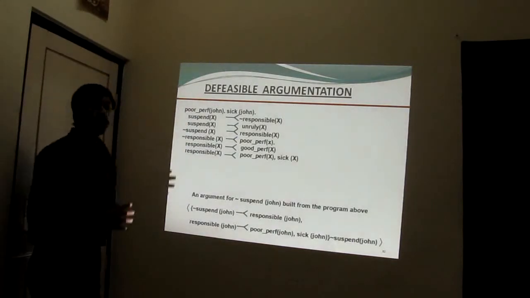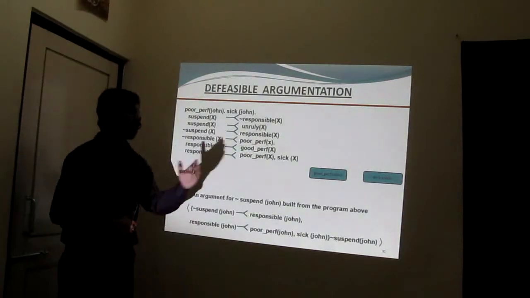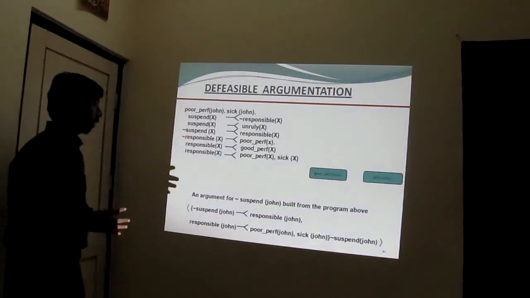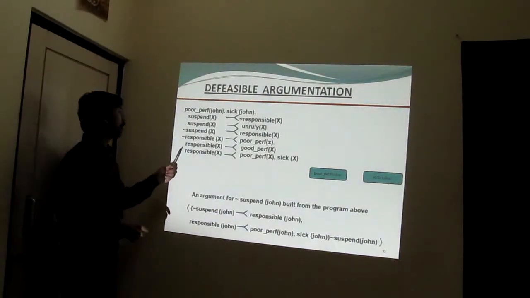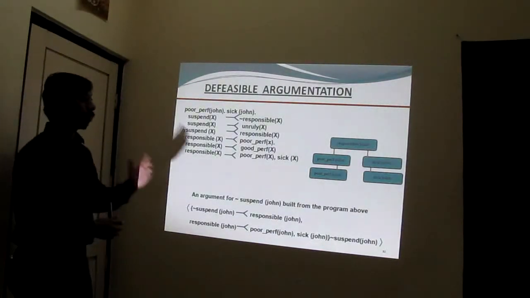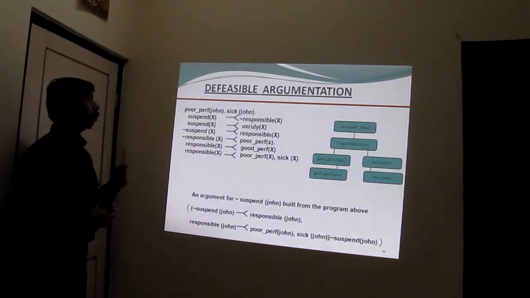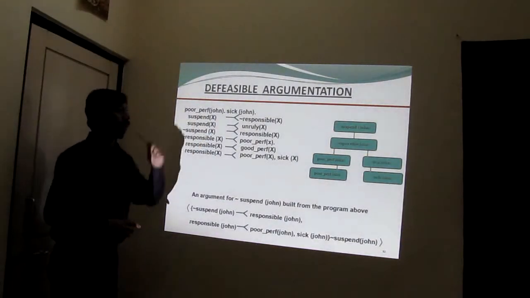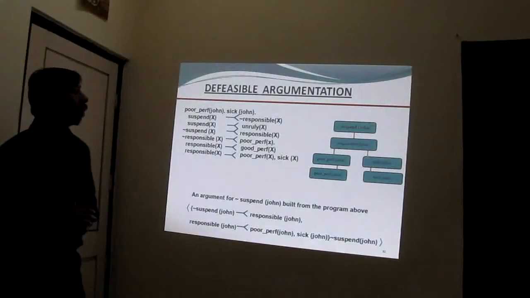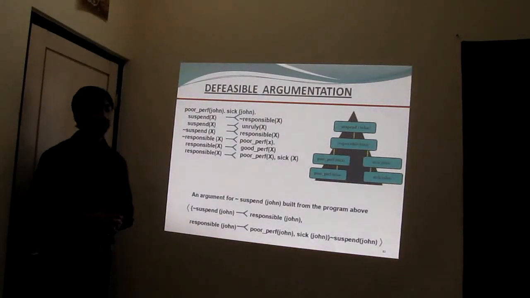So we have two facts available with us: John is a poor performer and John is sick. From these two facts and using rule number 6, we can obtain that John is a responsible person. And from this information and using rule number 3, we can obtain that John should not be suspended. Like this we construct the argument for John should not be suspended.